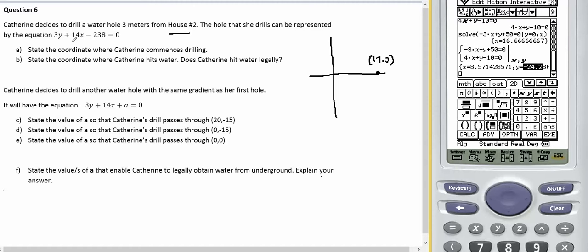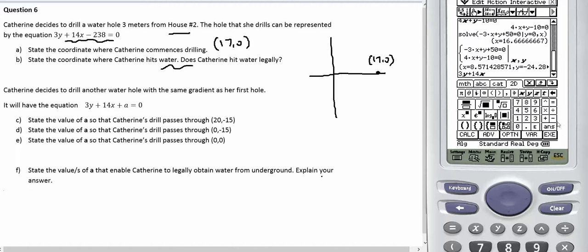And this is the equation that Catherine is following. State the coordinates where she commences drilling: 17 and 0. State the coordinates where she hits water. Okay, so I'll come over here and I type in 3y + 14x - 238 = 0.